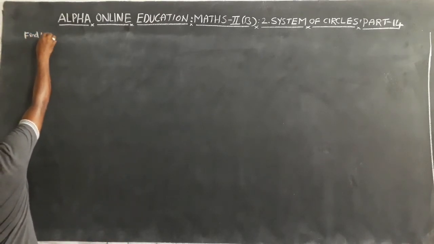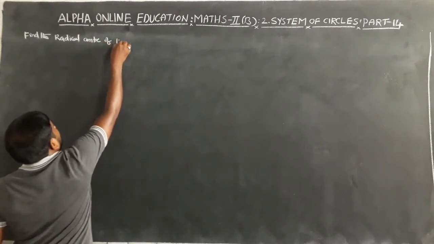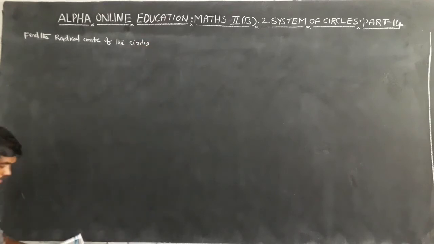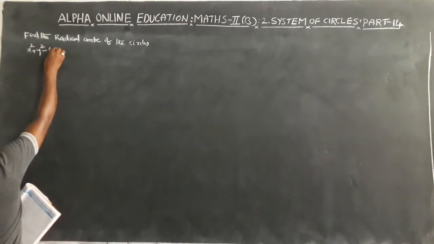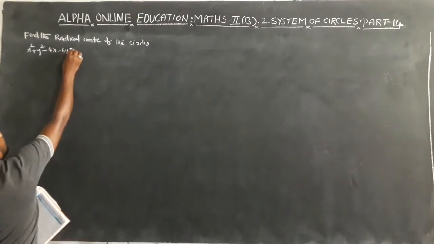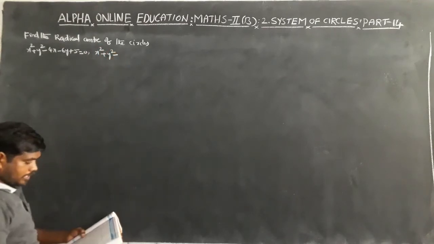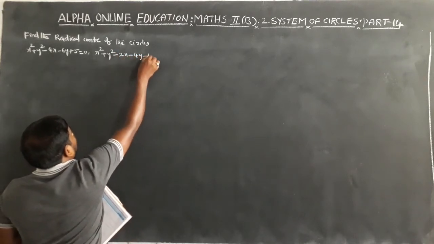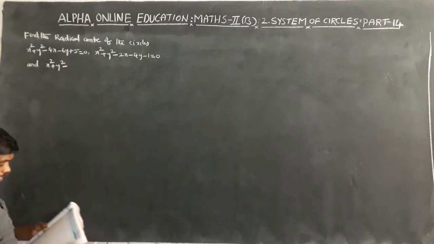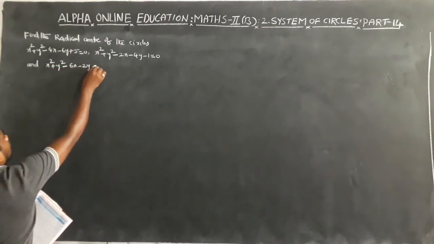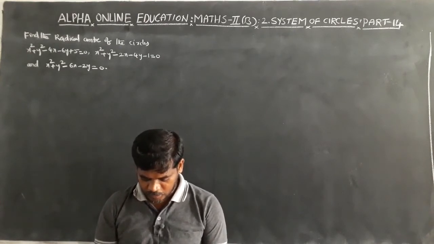Find the radical center of the circles. x square plus y square minus 4x minus 6y plus 5 is equal to 0, x square plus y square minus 2x minus 4y minus 1 is equal to 0, and x square plus y square minus 6x minus 2y is equal to 0.